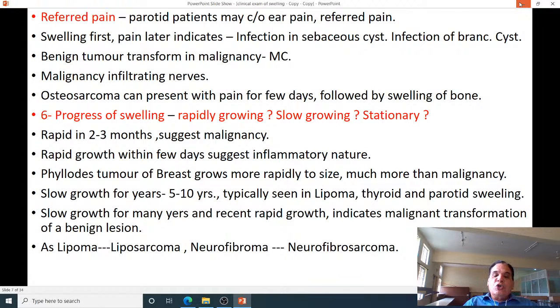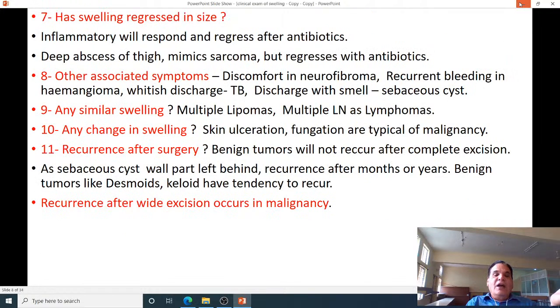Okay. Slow growth for many years. Suddenly, sir, this has started growing in the last 5 years. It is rapidly growing. Then your diagnosis is malignant transformation in a benign lesion. Okay, that is how you are coming to a diagnosis.